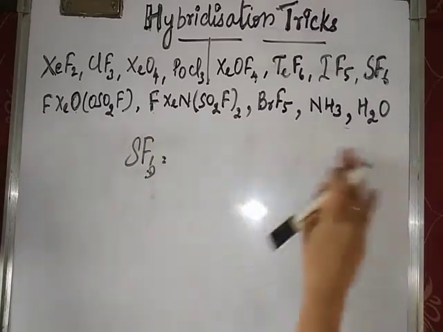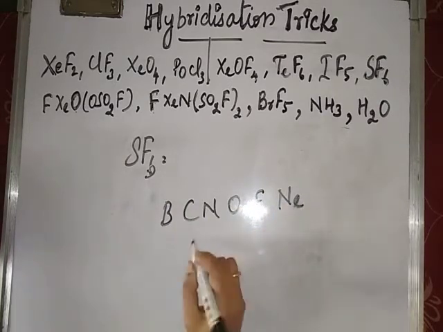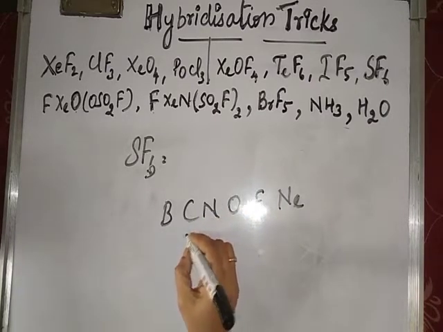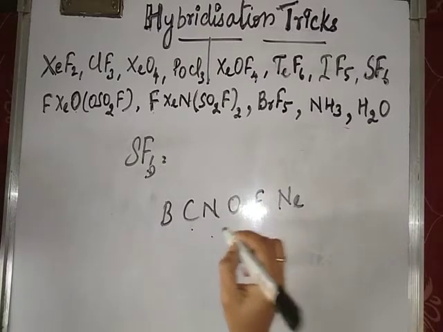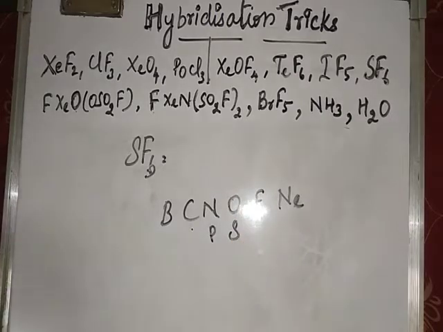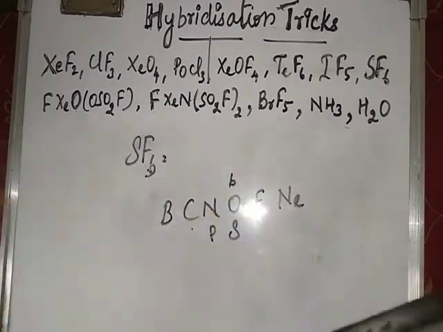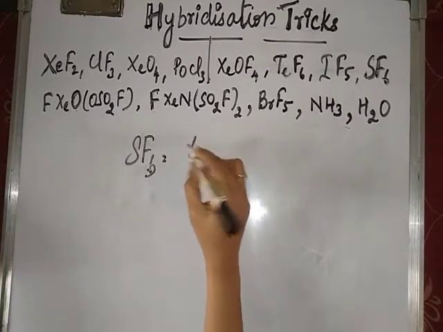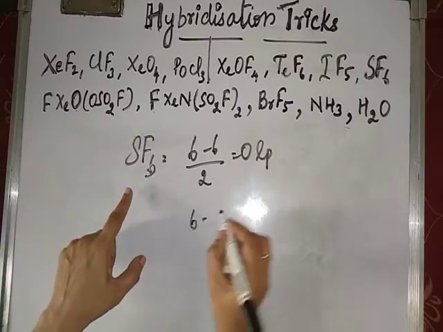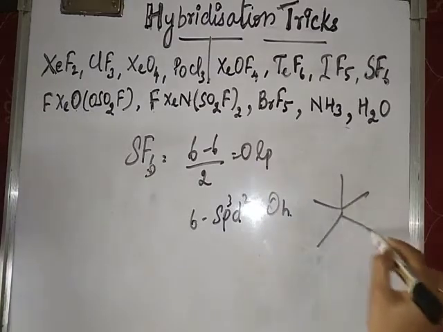Sulfur, where does it come? Boron, carbon, nitrogen, oxygen, fluorine and neon. Sulfur comes under oxygen: oxygen, sulfur, selenium, everything will come under that group. So sulfur also has 6 valence electrons. 6 minus 6 divided by 2, which is equal to 0 lone pairs of electrons. So how many? This is also 6, sp3d2. This is also octahedral geometry.